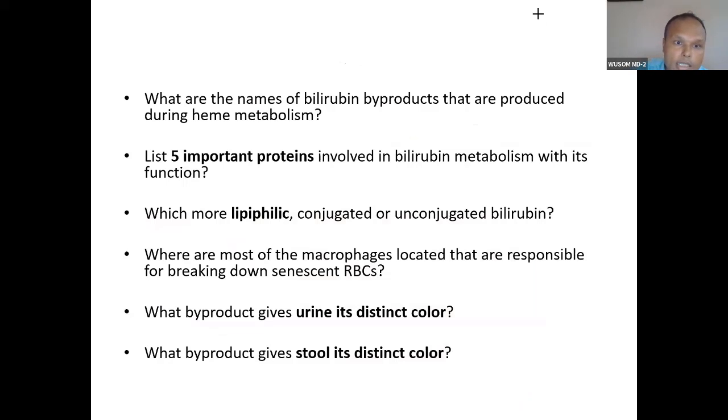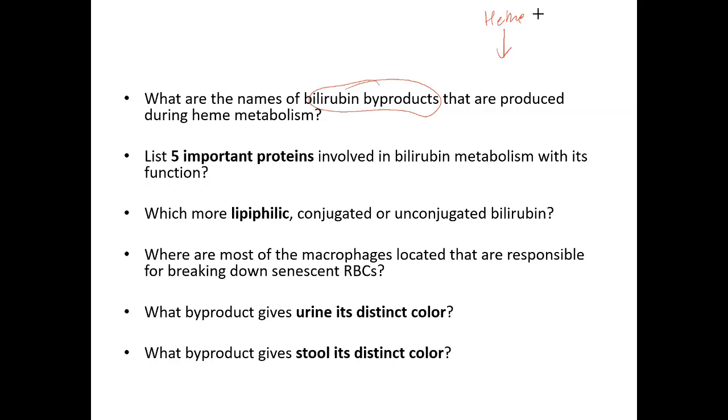So you can answer this question: what are the names of the bilirubin byproducts that are produced during heme catabolism, heme metabolism? Names of the byproducts. Please tell me. So heme. Urobilinogen. Yes. Urobilinogen.